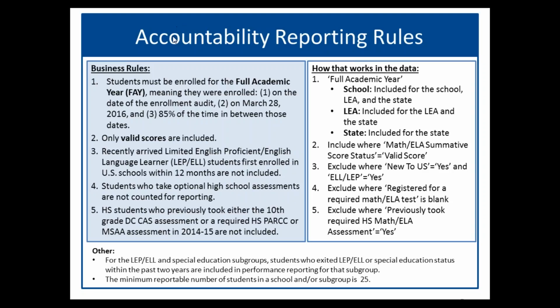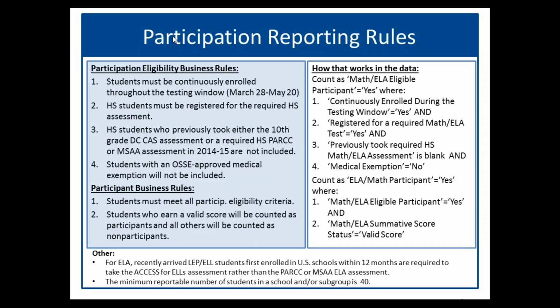Okay, I'm going to keep going here and move on to the participation reporting rules, which are different than the accountability reporting rules. Oh, just saw another question come in. The question was, with the invalidated scores, what if a student grade is incorrect in the data? Would we be allowed to change that grade for validation? Will that change the validation status?